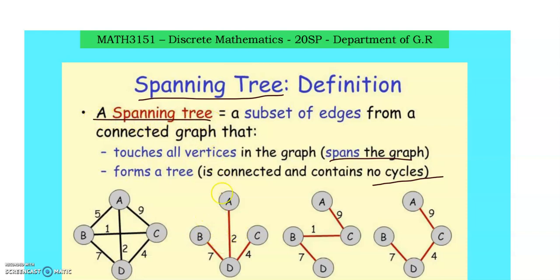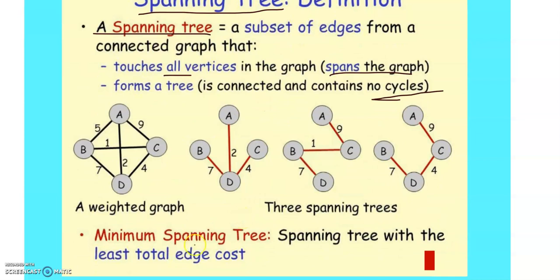Now you see the example, you can understand. A subset of edges from a connected graph. No need to cover all the edges, but all the vertices should be covered. That is very, very important. See, touches all the vertices. All the vertices you have to cover in the graph. At the same time, it should not contain any cycle or circuit. See, no cycle or circuit. But it has to form a tree. It has to form a tree, which means it should be connected.